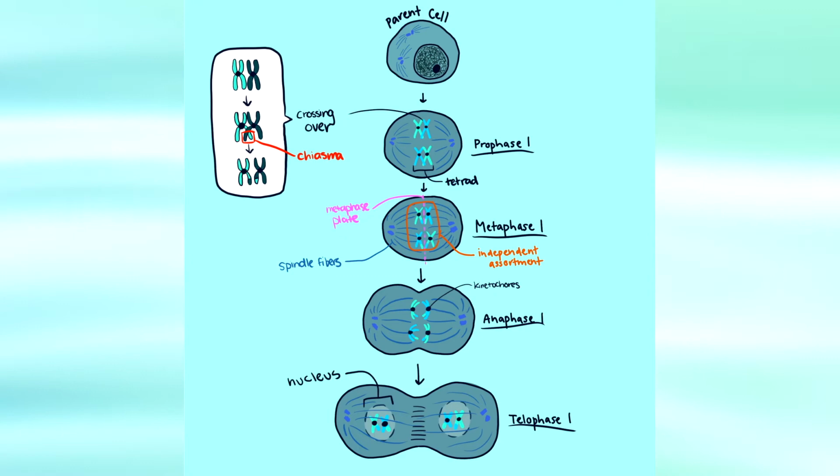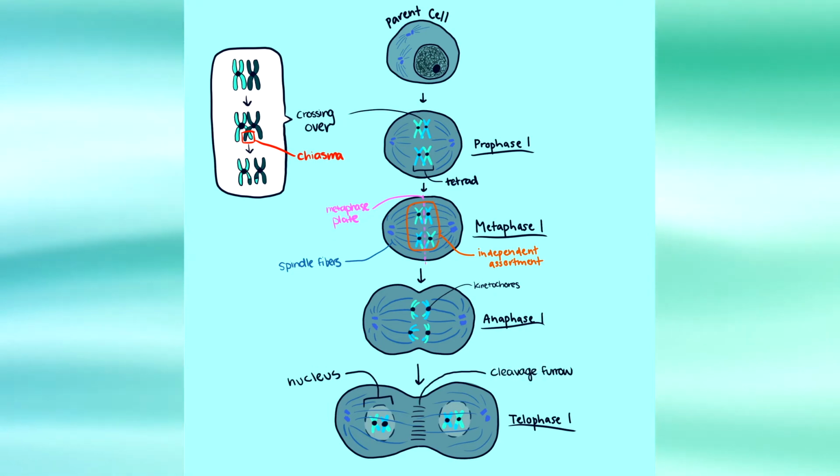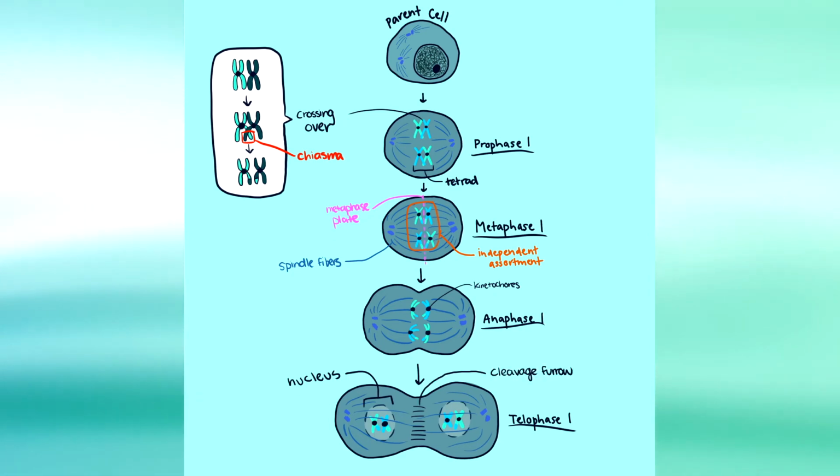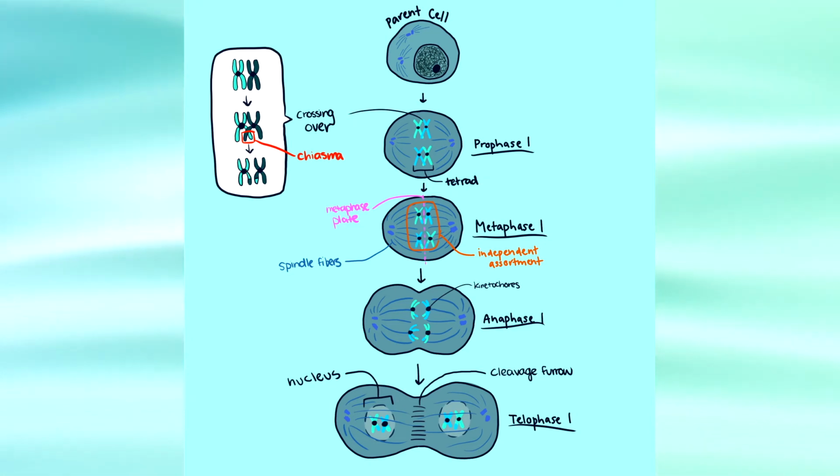This is where the nuclear envelope and cleavage furrow is formed, which is this pinch between the dividing cells. Usually at the same time, cytokinesis occurs and we end meiosis 1 with 2 different haploid daughter cells.